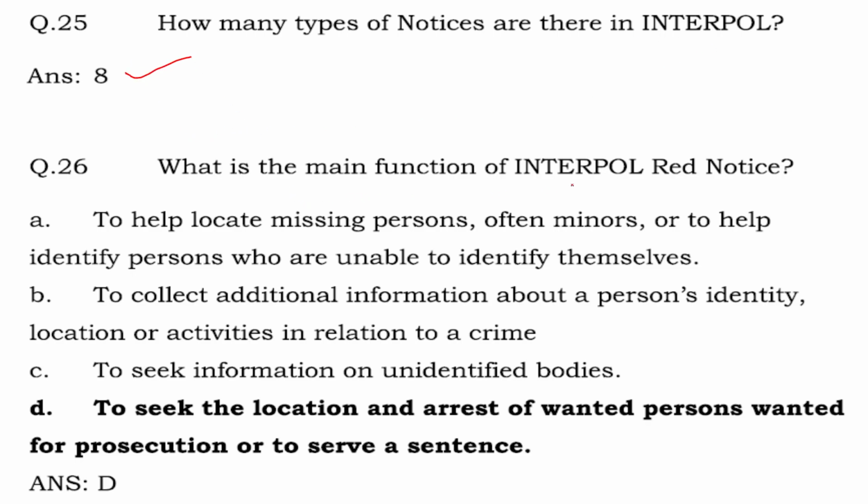What is the main function of Interpol Red Notice? There are four options, but the answer D is correct: to seek the location and arrest of a wanted person wanted for prosecution or to serve a sentence.